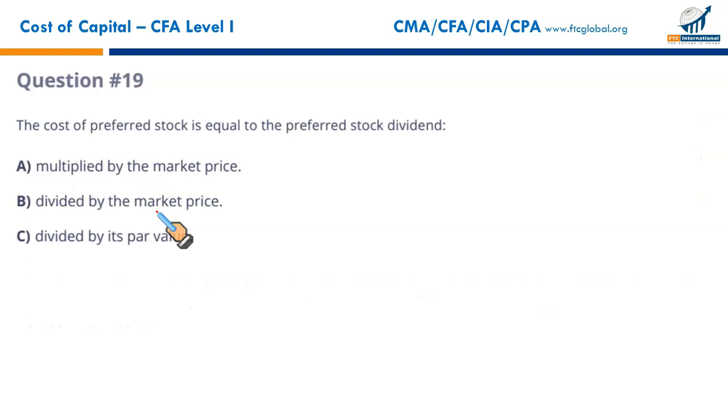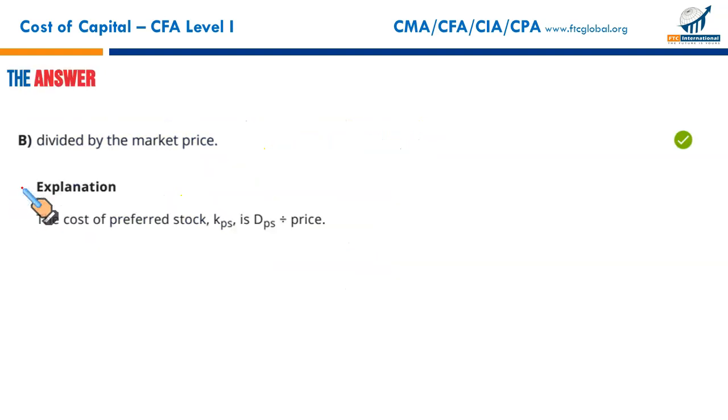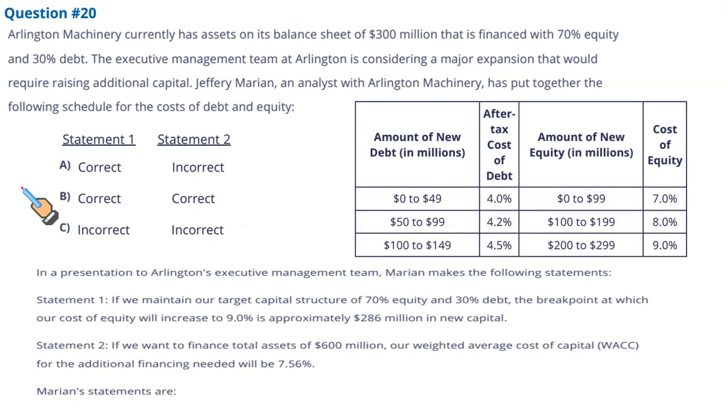4.4. The cost of preferred stock is equal to the preferred stock dividend divided by what? We know cost of preferred stock is dividend divided by the market price. It's also called the dividend yield for preferred stock. Dividend upon market price is the dividend yield for the preferred stock. So that makes preferred stock dividend upon the market price B. B is the correct option, and B it is. Next.